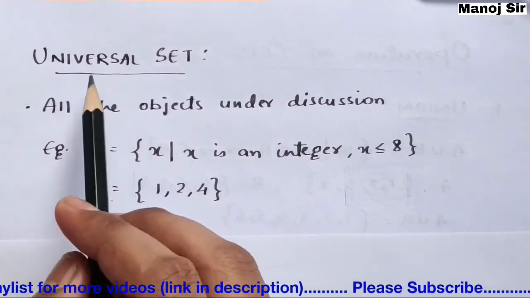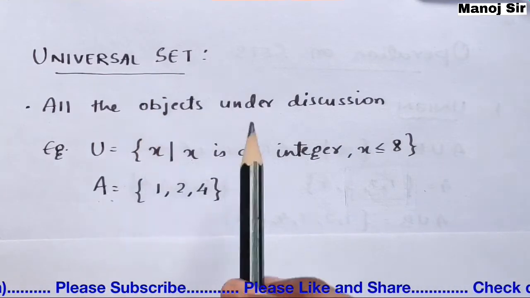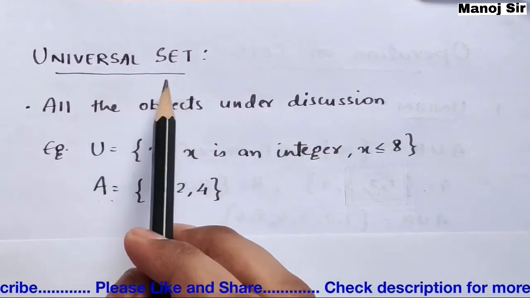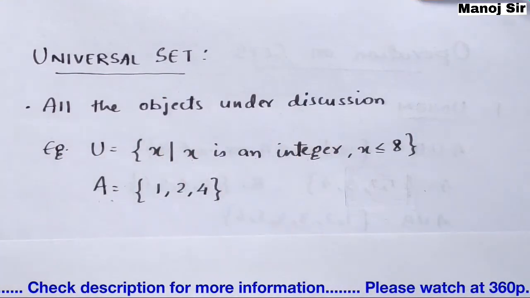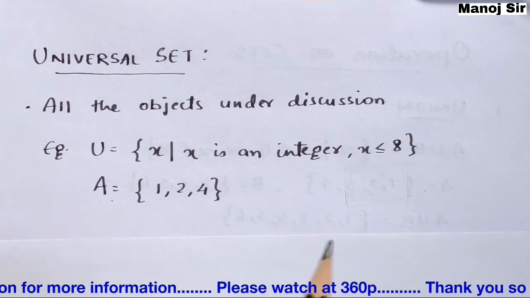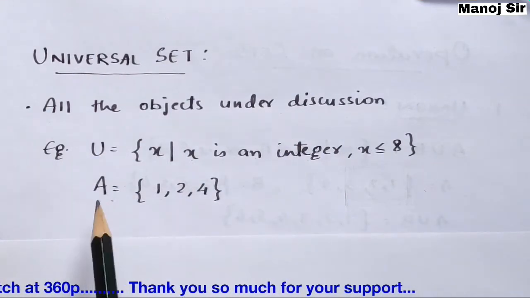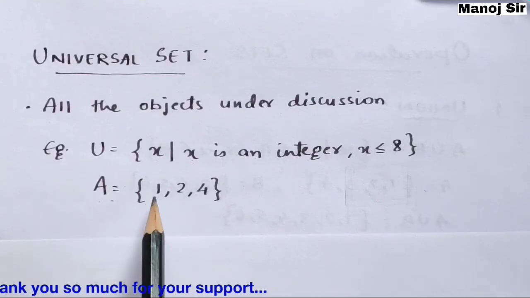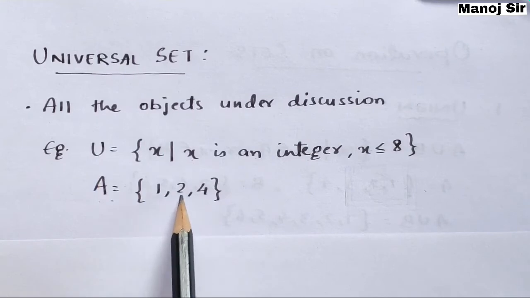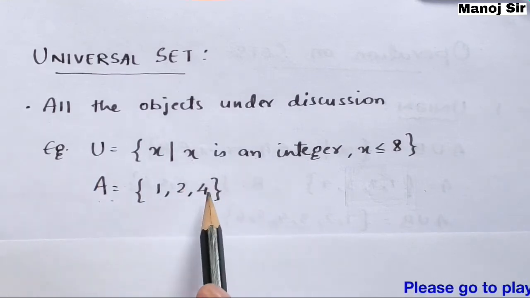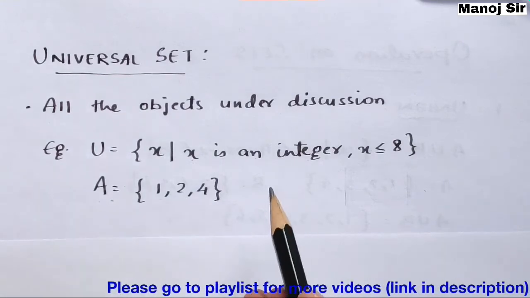So let us start with universal set. It is defined as all the objects under discussion. You can put any object under universal set. Let us see one example. Let's suppose you have a set A, that is 1, 2 and 4. So universal set would be 1, 2, 4, and along with these elements you will have some more elements also.